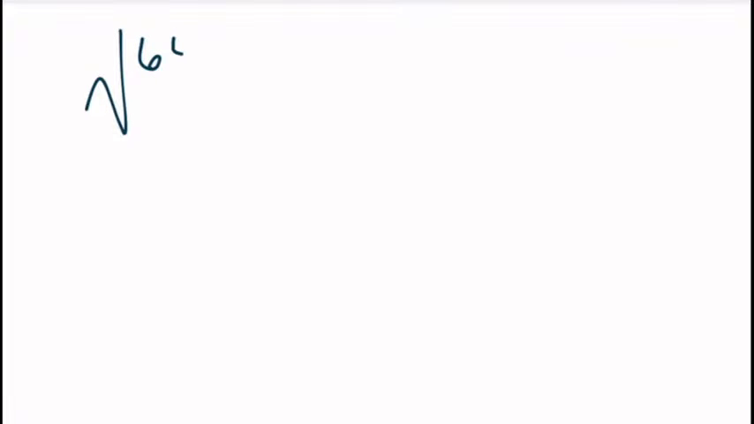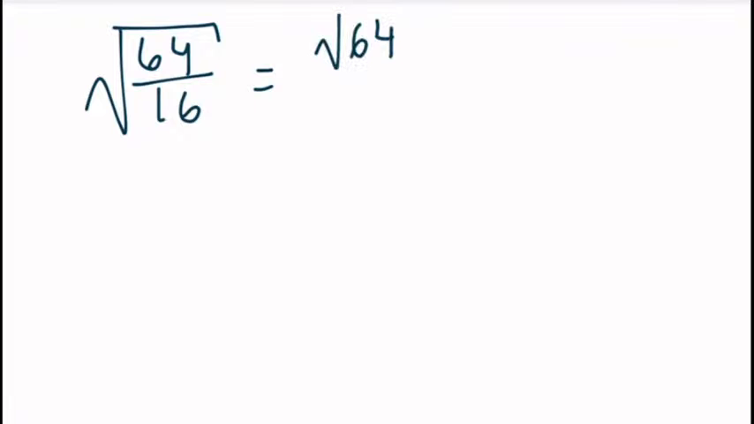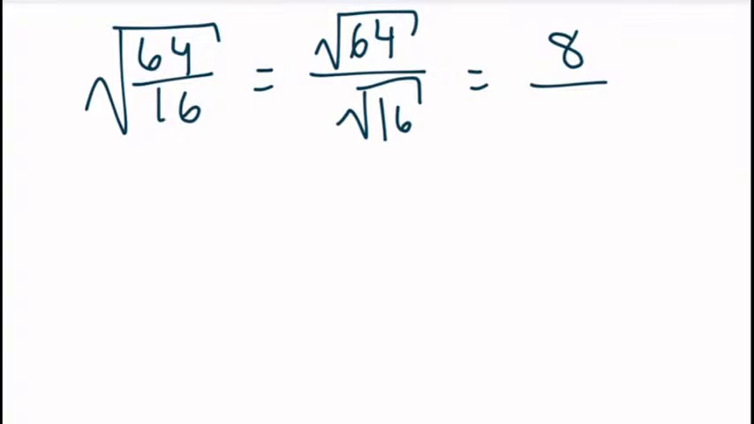The next is radical 64 over radical 16. The first thing you should notice is that 64 and 16 are both perfect squares. A rule of division when you're working with radicals is that you can split the radical up into the numerator and the denominator, so these two expressions are equal to each other. So now we just have radical 64 and radical 16, which are both perfect squares. So we can simplify that down into 8 over 4, and 8 divided by 4 is equal to 2. So that's our final answer.